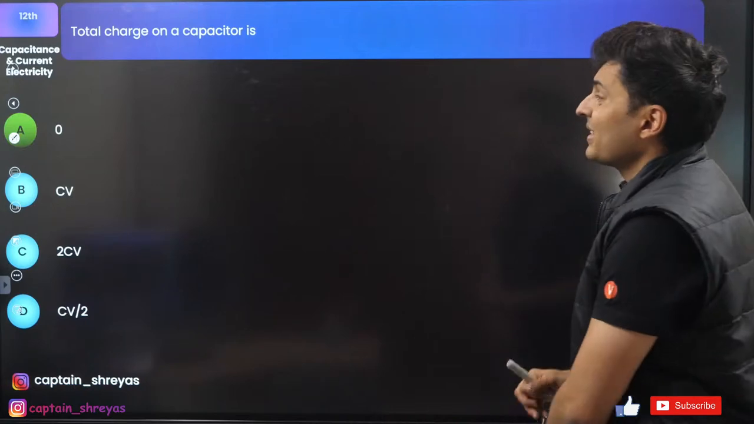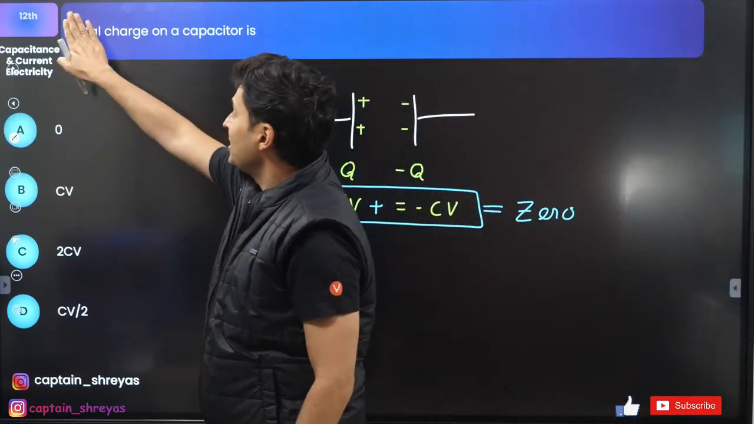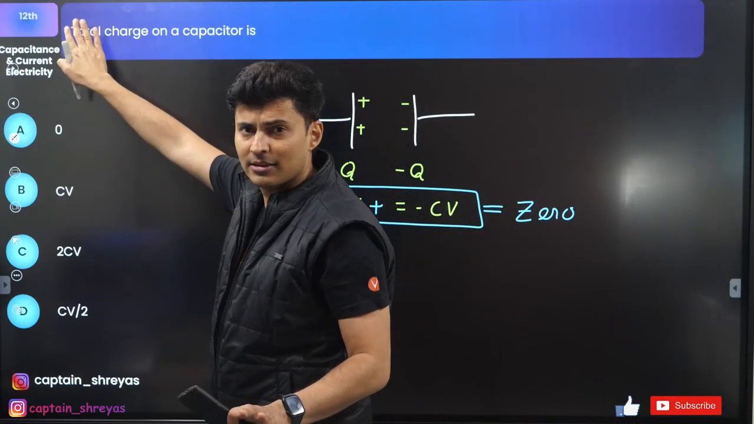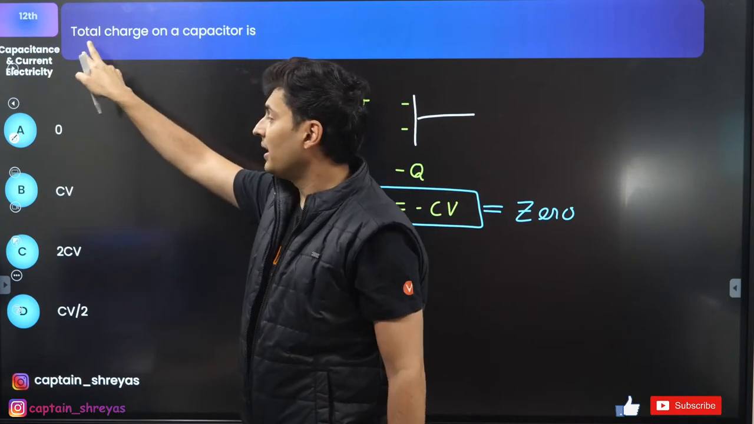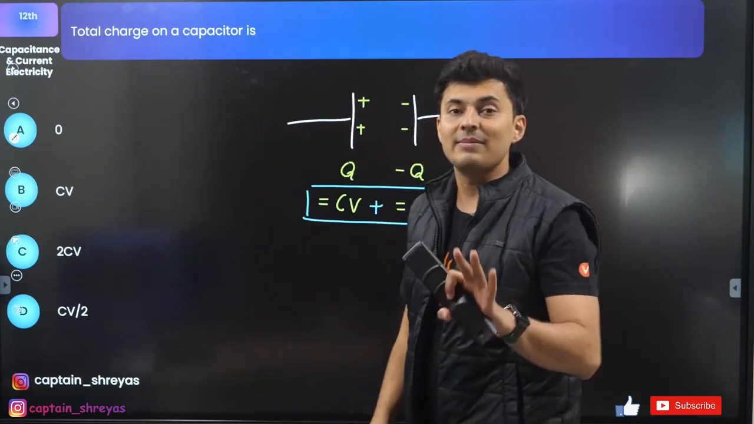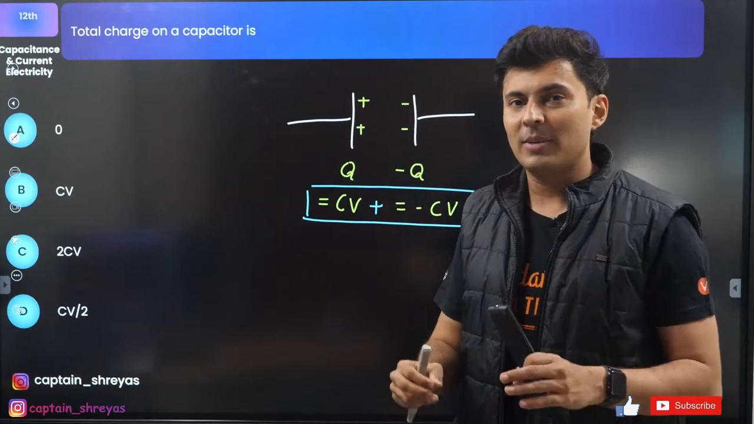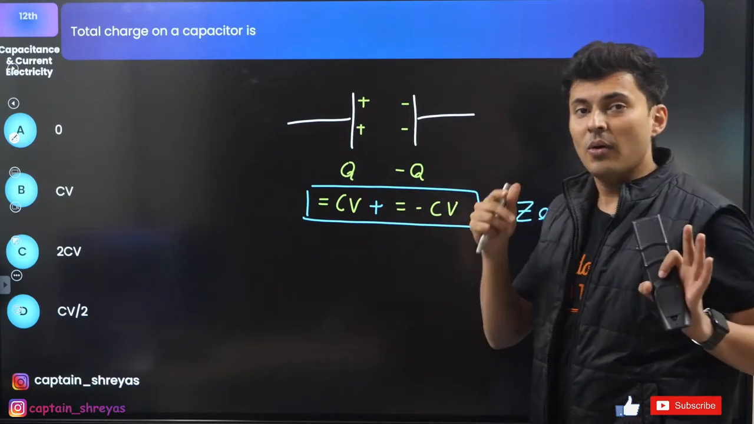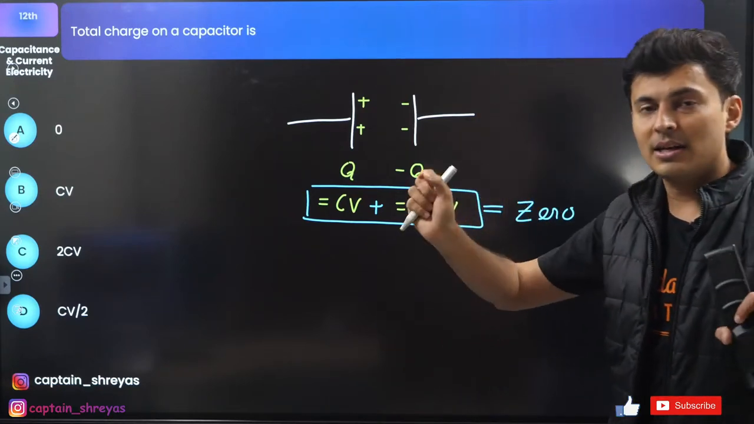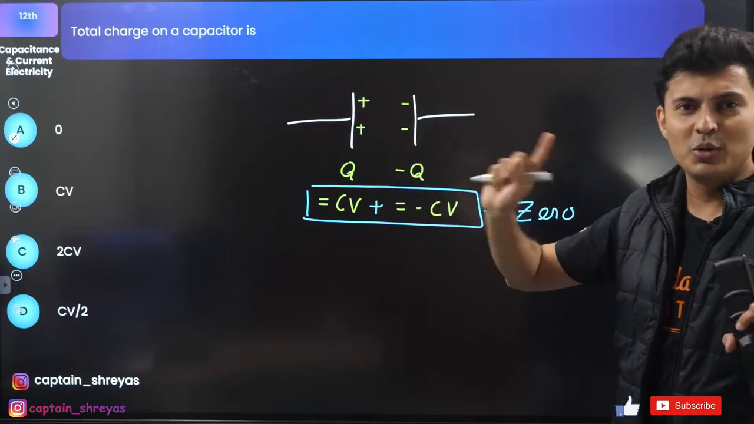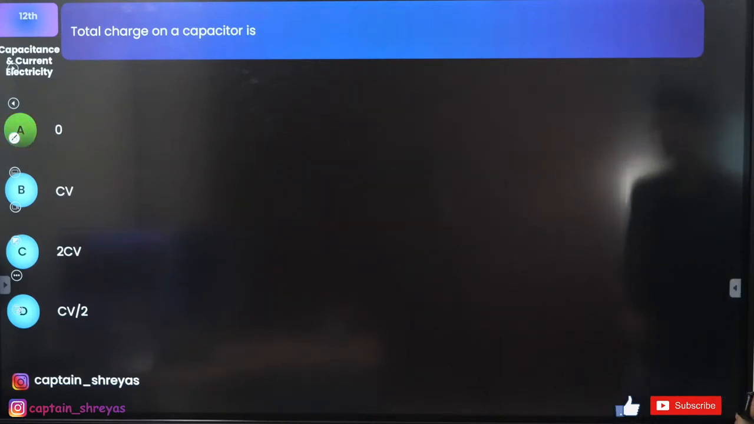But if the question was not the total charge, just what is the charge on the capacitor, then the answer would be B, CV. The charge on the capacitor will be capacitance times voltage. So, it's a play of words. Read the question carefully, don't be in a hurry, or else you'll make a mistake.